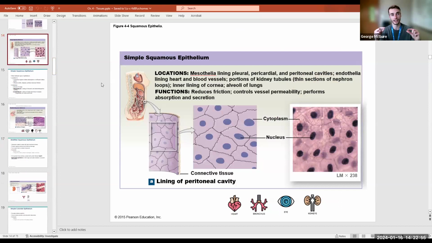So again, this is one layer of those really flat scale-like cells, so relatively inexpensive cells. These are going to be lining areas where there is a bit of friction in order to provide that protection. And so you could expect to find these in areas where organs are rubbing against other organs. So not a whole lot of friction, at least compared to our skin and the external environment, but there is some friction. And that is where you would most likely find simple squamous epithelium.